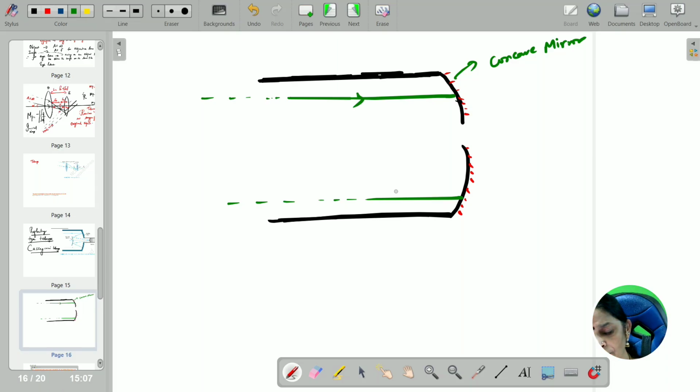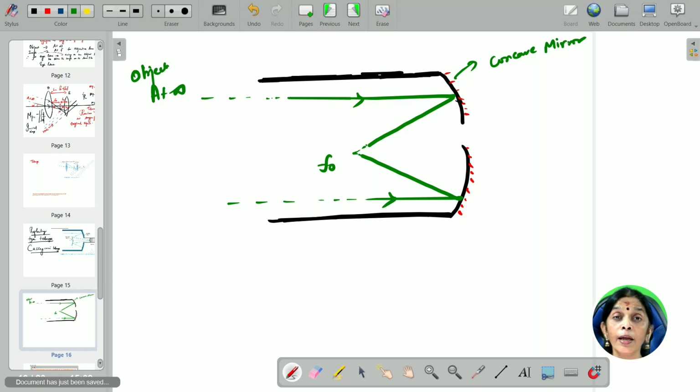Now the ray after falling on the concave mirror gets reflected. The reflected rays of light meet at F0. The object is at infinity, and the image is at F0. In the path of the reflected beam of light rays, I am going to place a convex mirror. What mirror? Convex mirror. See here, I am placing a convex mirror.